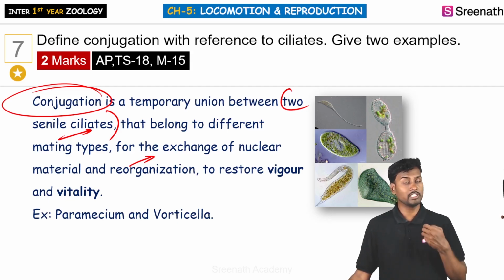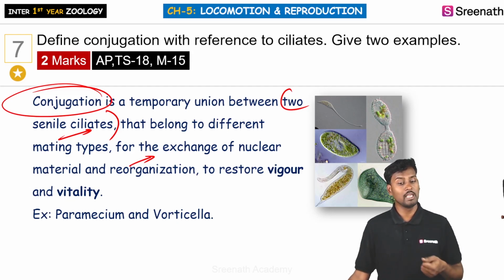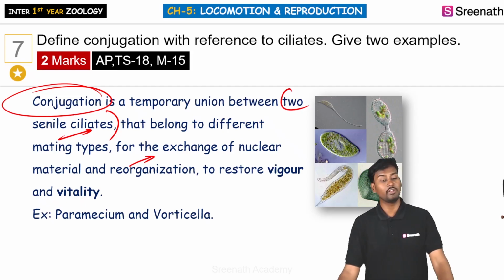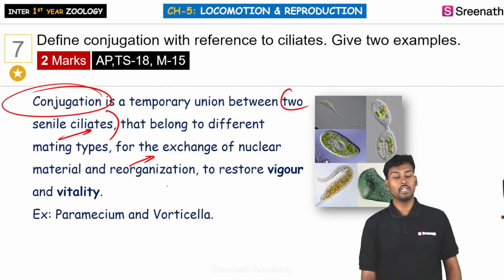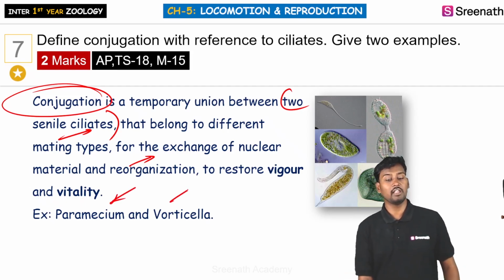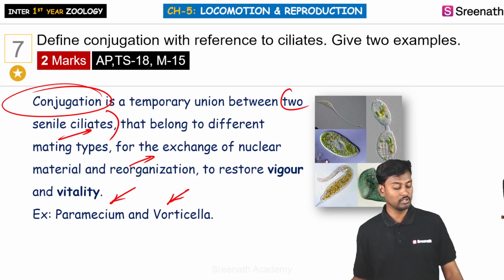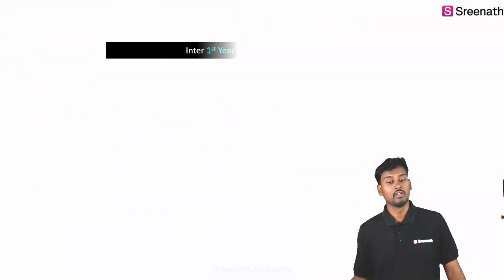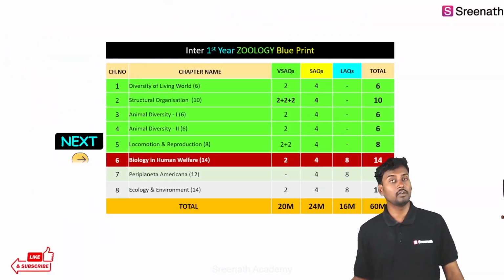They are involved in the exchange of genetic material most probably, and sometimes there may be exchange of some material, especially for restoring vigor and vitality. So here we can see examples like Vorticella and also Paramecium, which are examples of ciliates possessing the conjugation process. So this is about the 5th unit.